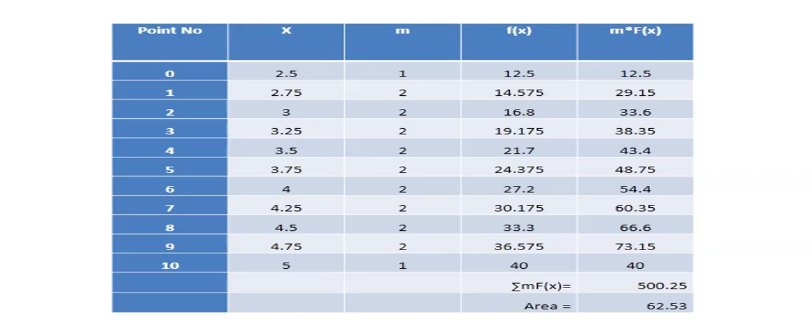Here we have calculated individual values of x. This is the multiplier. This shows values of f of x, that is values of y, where the equation is given. These values of y are multiplied by the multiplier m, and we get the values of m into f of x. These values are shown here. The sum of these values is shown here. This sum multiplied by h by 2 gives us area under the curve, which is shown here. That is 62.53 units.